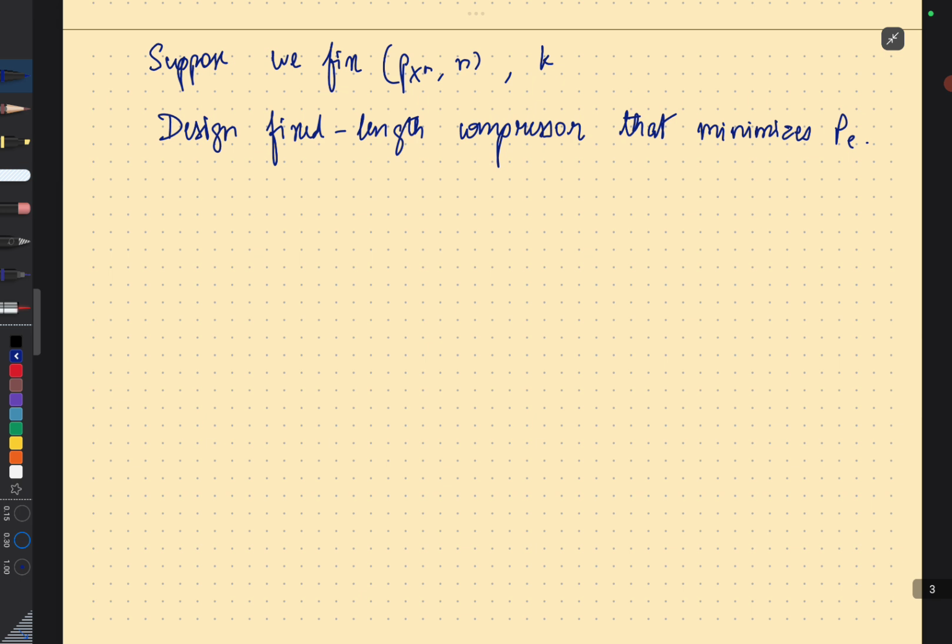What do you think that fixed length compressor would be? I'm sorry? In this case, k is fixed, so you have 2 to the k possible sequences. So k bits, right? So how do you design the encoder? What is the decoder?